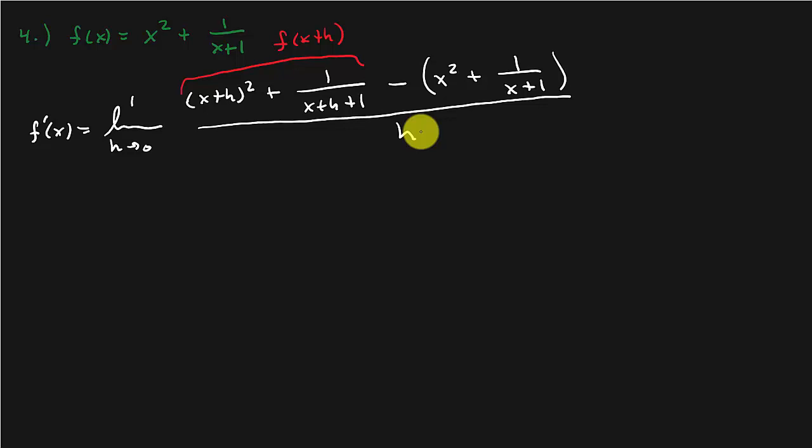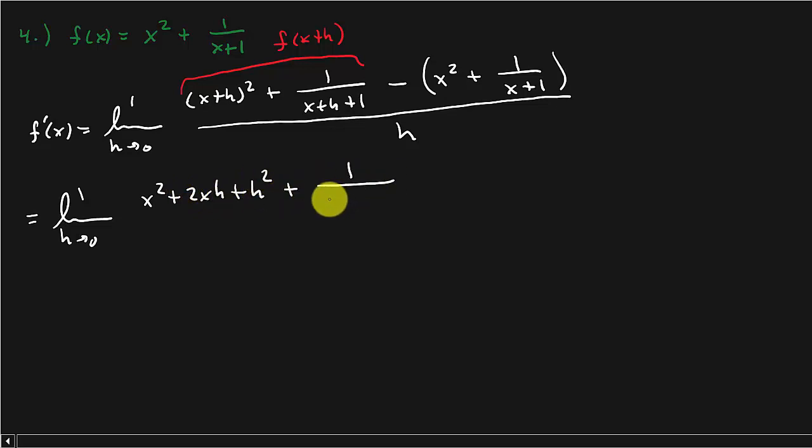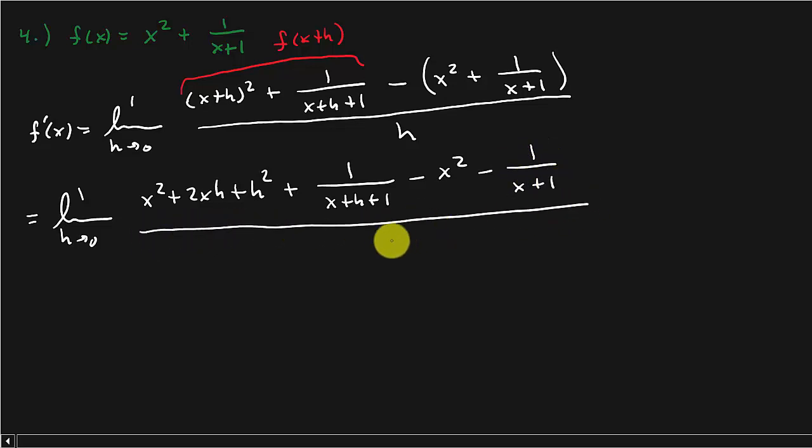I think the best thing to do would be to distribute this minus sign here and multiply and FOIL that out. And so that's going to give me the limit as h goes to 0 of (x squared plus 2xh plus h squared plus 1 over x plus h plus 1 minus x squared minus 1 over x plus 1), and that's all divided by h.